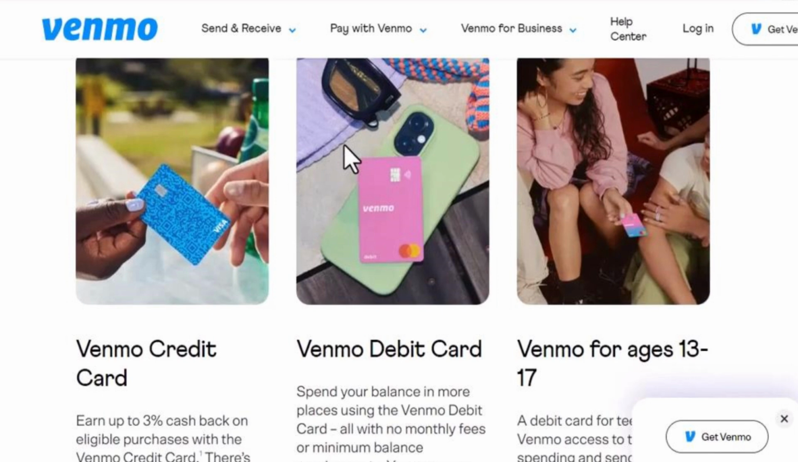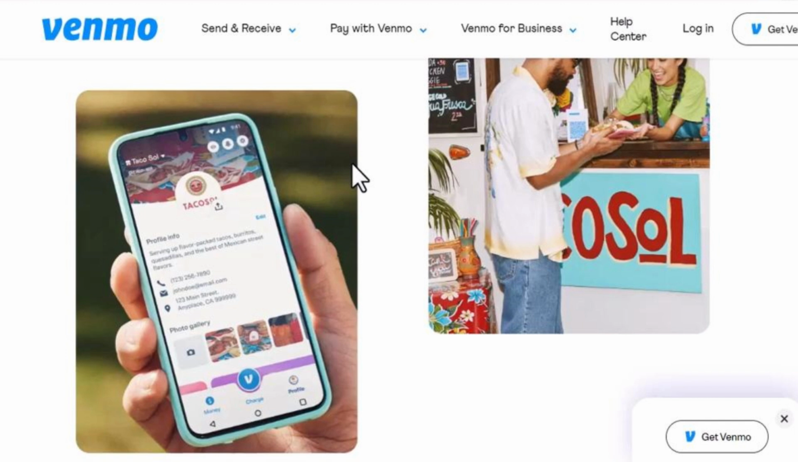The biggest reason for using Venmo is convenience. You can send and receive money instantly. However, it comes with you always having your phone. Losing your phone can also give you some threats.